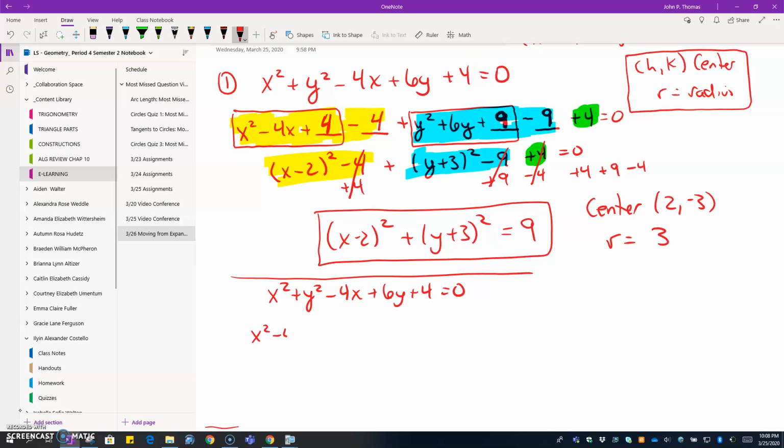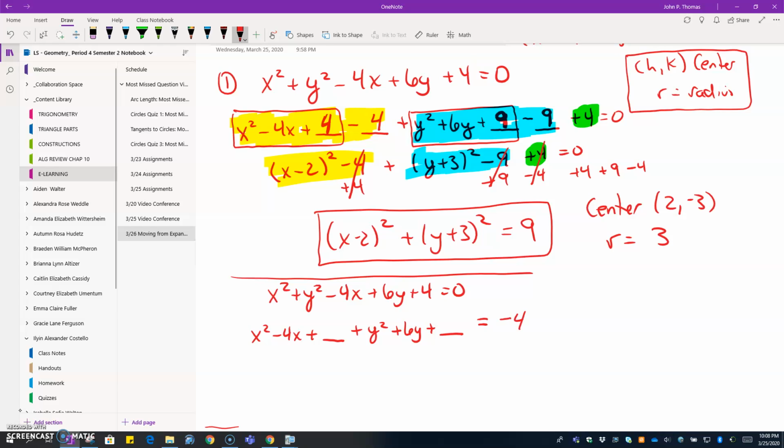So I'm going to do x squared minus 4x. As I do that, I'm going to add a blank on this side. Then I'm going to say plus y squared plus 6y, and I'm going to add a blank. Now, what some people will do is they'll move the constants over at this point. So they're going to go ahead and subtract that 4 over.